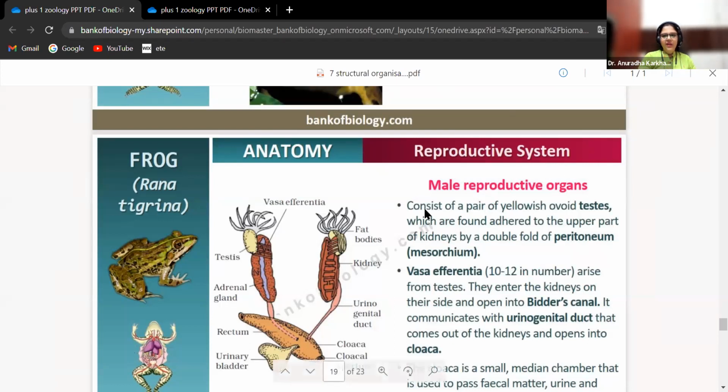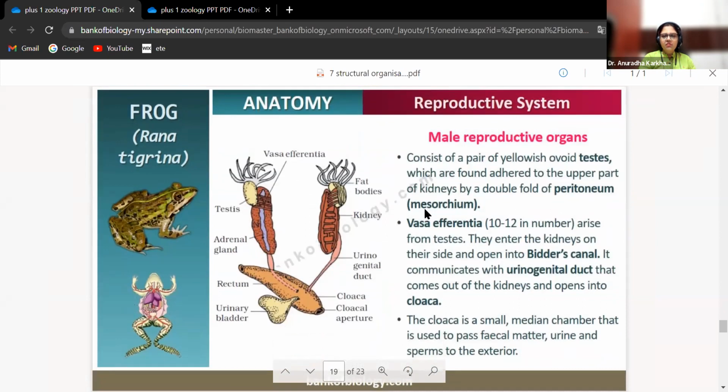Again, as I always say, these are the things which are asked frequently. And secondly, you know what? These are the things which are easy to remember. Just like humans. See, the male reproductive organ consists of a pair of yellowish ovoid testes, which are found adhered to the upper part of the kidney by a double fold of peritoneum, which is called mesorchium.